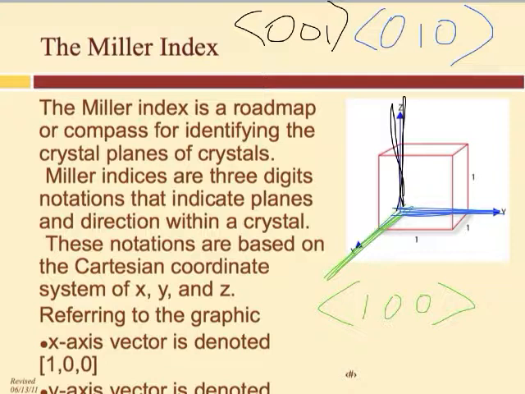Now, here comes a trick question. Let me change the color here. What color do you like? Pink. Pink's a good color. All right, so what about if I have something that's 1, 1, 0? Any ideas? Isn't it X and Y? It's X and Y. Good. So you go 1 unit in X and 1 unit in Y.